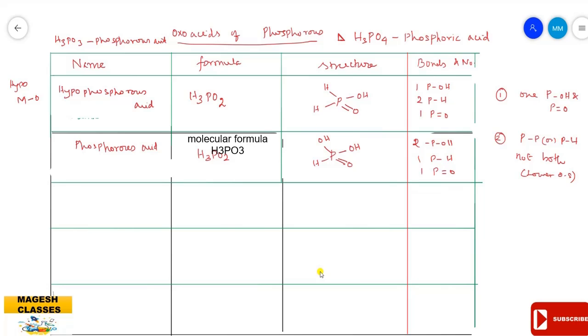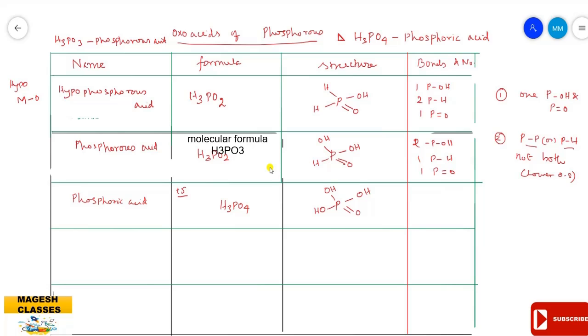Next is phosphoric acid. The oxidation state is +5 and the molecular formula is H3PO4. Now the structure. The criterion is the P-OH bond and P=O bond. The oxidation state is greater, so the P-H and P-P bond is not present. So the remaining should be OH and OH. Clear? The P-H bond and P-P bond are only present in the lower oxidation state compounds.